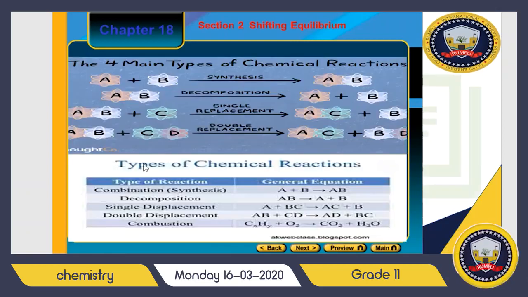Also, we can classify chemical reactions into four main types. Number 1, synthesis reaction. Number 2, decomposition reaction, which is the opposite of synthesis reaction. Number 3, displacement reaction or replacement reaction, and we have two types, double and single. The fourth one is combustion reaction, and this is specific for organic compounds.